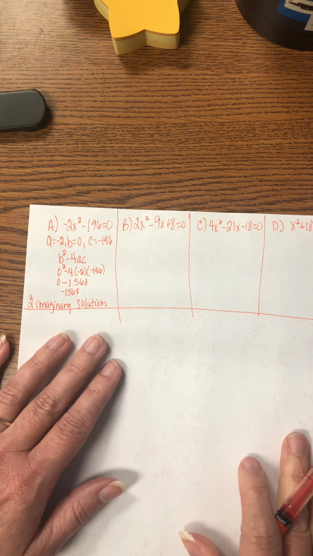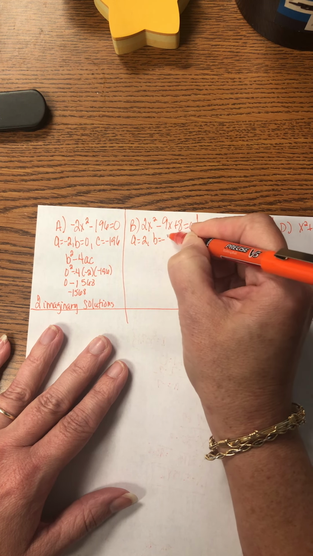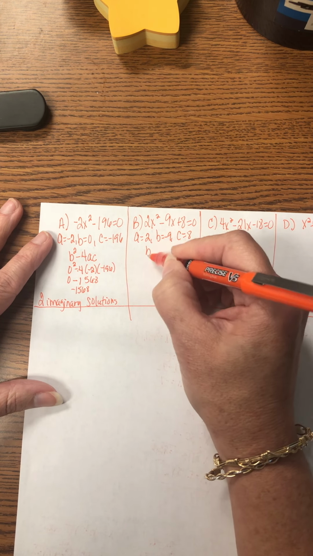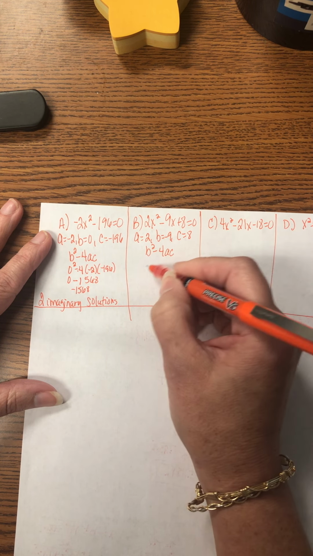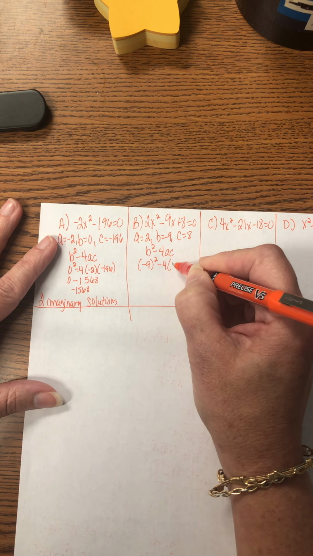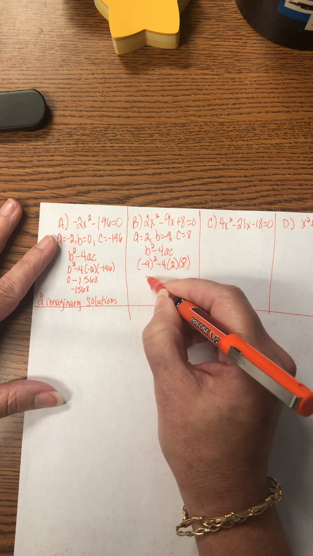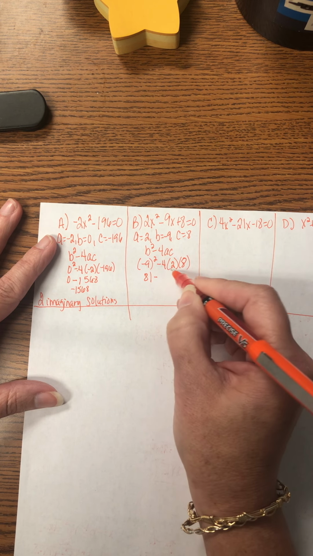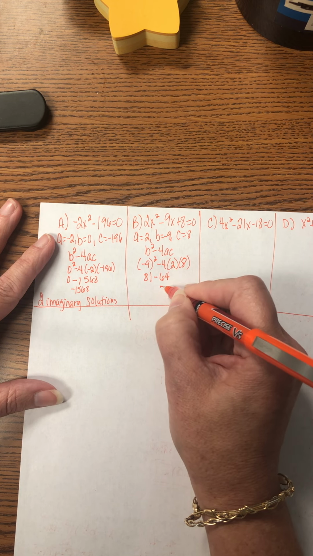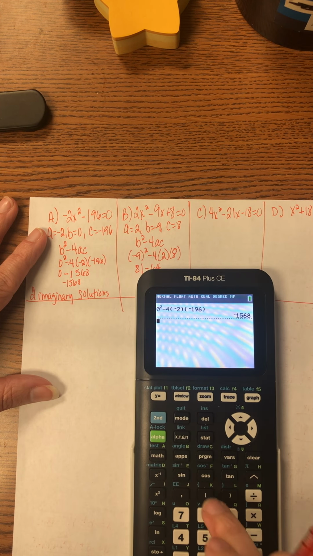All right, for equation B, A is equal to 2, B is equal to -9, and C is equal to 8. So with b squared minus 4ac, we have -9 squared, see how it's in parentheses, minus 4 times A times C, which is +8. So -9 squared is 81, minus 4 times 2 is 8, and 8 times 8 is 64, giving us 17 as our discriminant.